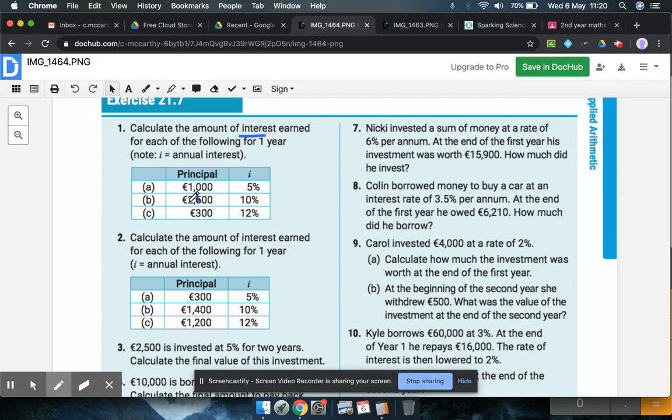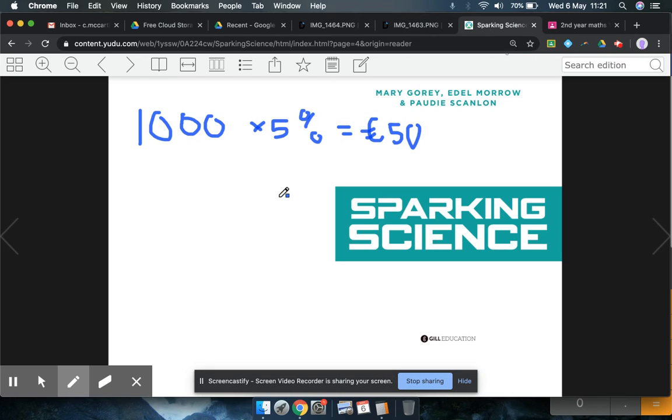Next, part B. It says this time they're earning 10%. So again, what you have to do is take your €2,500 principal. So again, we have 2,500. This time you're earning 10%, so you multiply by 10%, and you get a value of 250.